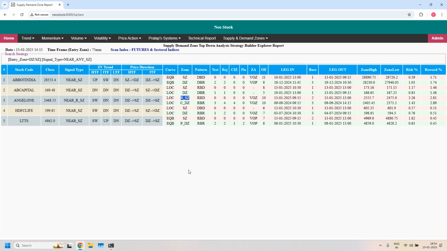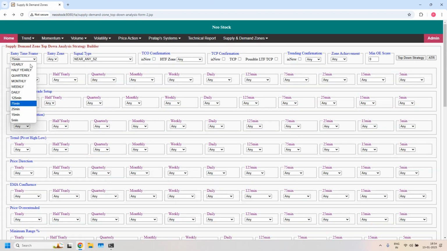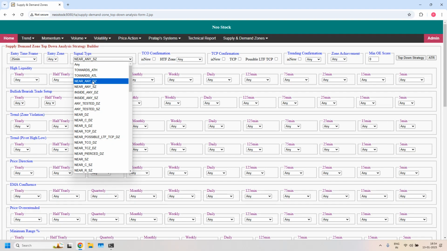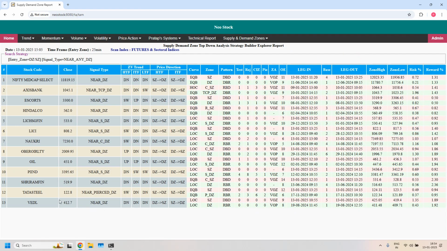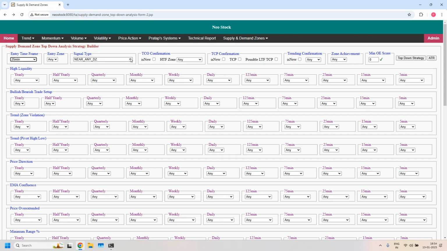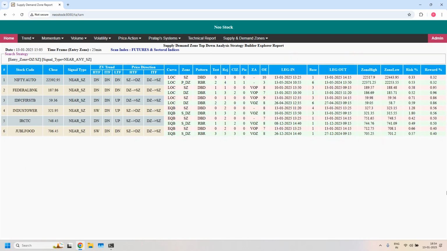I think total 14 stocks we might have identified from daily and 75 minutes time frame. Okay, next time frame is 25 minutes. Stocks near 25 minutes demand zone. We got 13 stocks. Next 25 minutes time frame. Stocks near 25 minutes supply zone. We got 6 stocks.